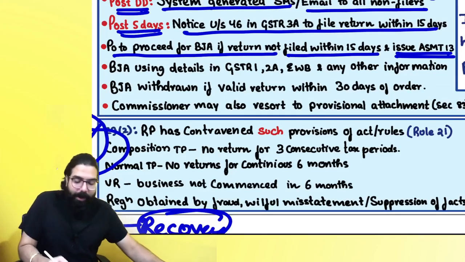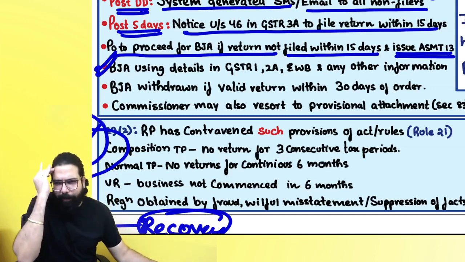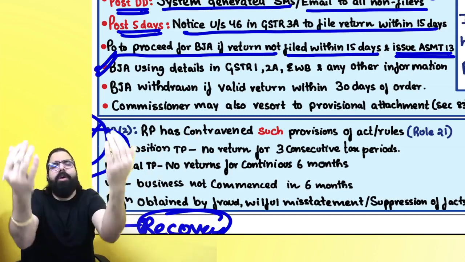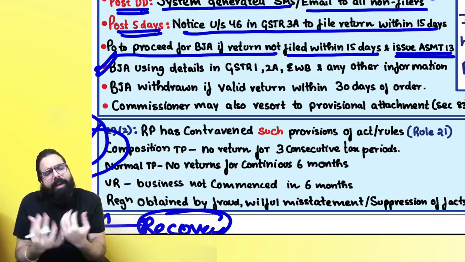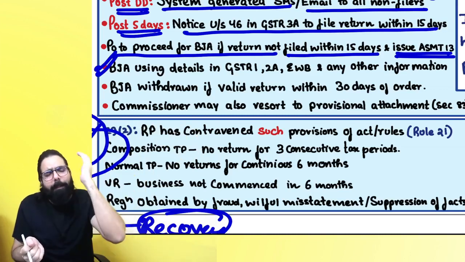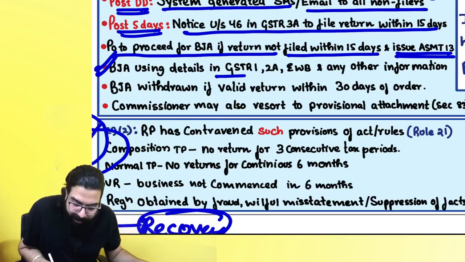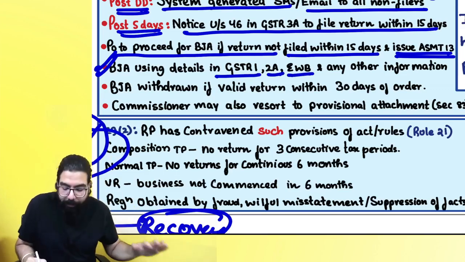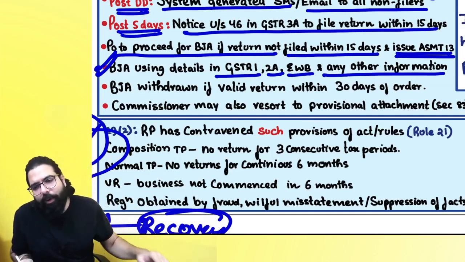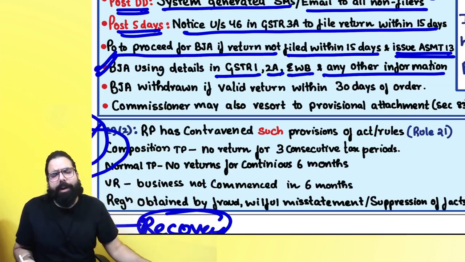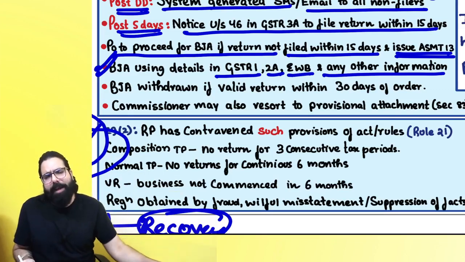Always remember one thing: whenever the best judgment is being applied, what are the other details? Because the officer does not have a monthly return, how will the officer apply his judgment? The officer will use GSTR 1, GSTR 2A, e-way bill details and all other information which is there, and he will do the best judgment.